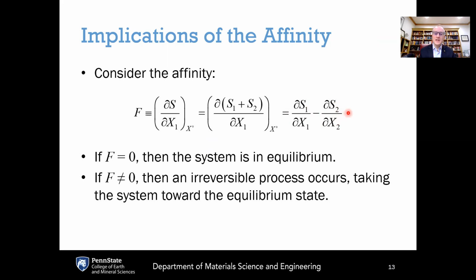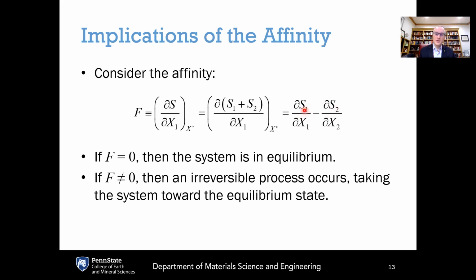If this affinity is equal to 0, then the system is in equilibrium because there's no opportunity to drive the system towards a more thermodynamically favored state. On the other hand, if the affinity is non-zero, then an irreversible process occurs, which can take the system towards the equilibrium state. So it all has to do with whether this first term is equal to this second term or not. If they're equal to each other, then the affinity is 0, and there's no irreversible process.